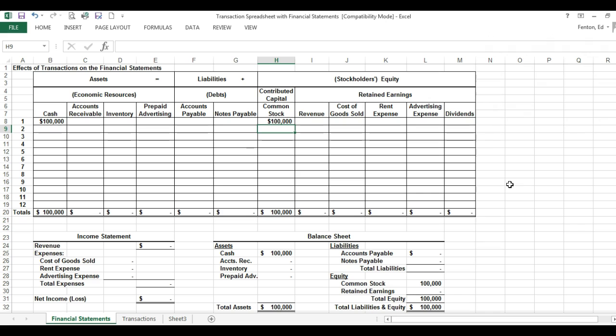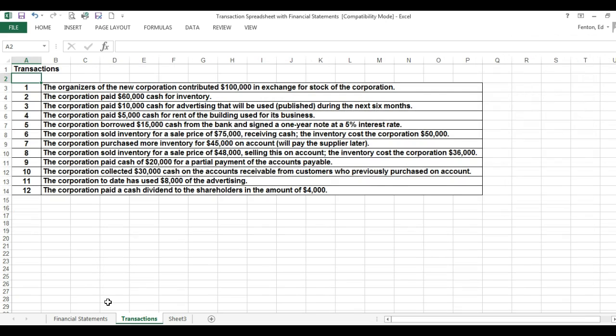You'll notice after this transaction, the income statement was not changed. Neither one of these are income statement accounts. Look at the balance sheet, and we show a nice simple balance sheet. The only asset we have is cash, and the only thing on the right side of the balance sheet is the common stock account, $100,000. And of course the two sides balance. Let's look at the next transaction.